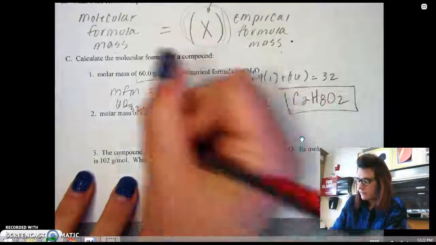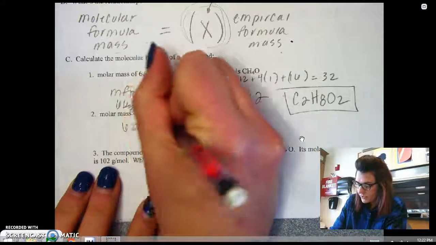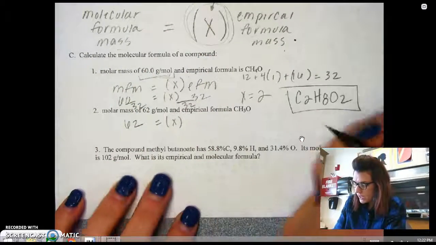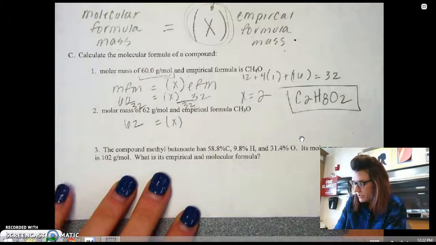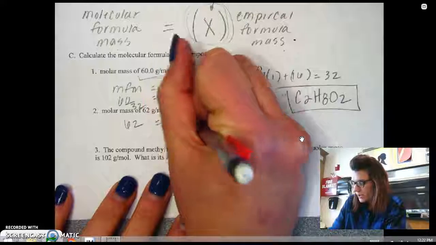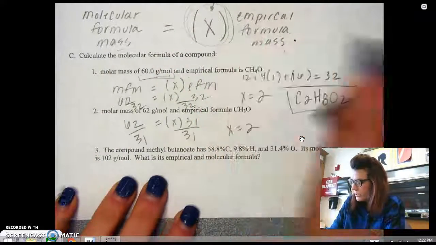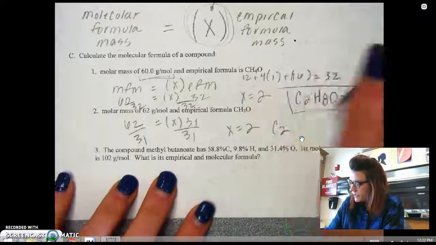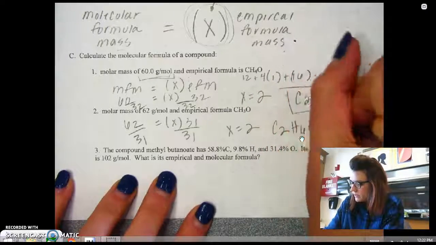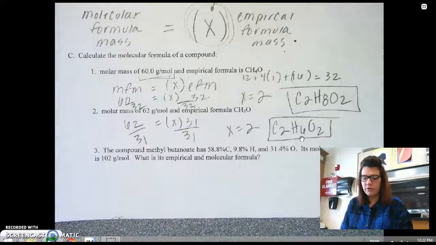So this is going to be 62 is equal to some X times, this is just the same up here, except it's going to be 31. So I'm going to divide both sides by 31. X is equal to 2. Therefore, the molecular formula will be C2H6O2.